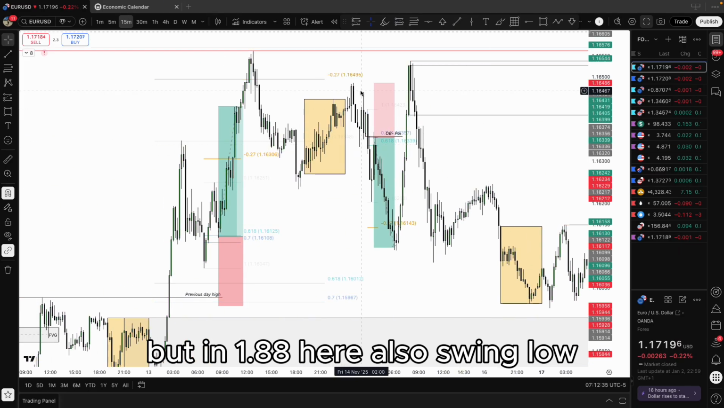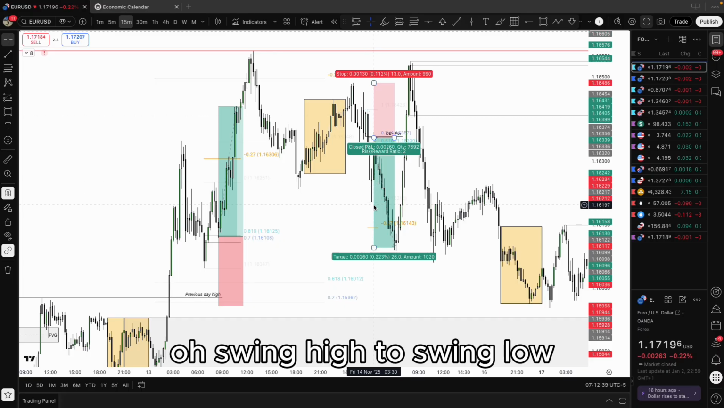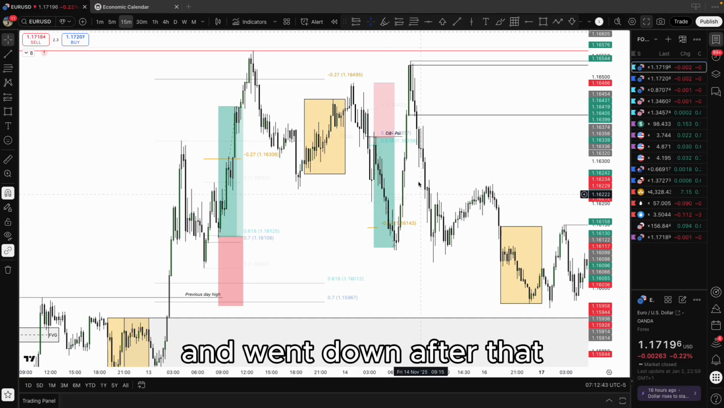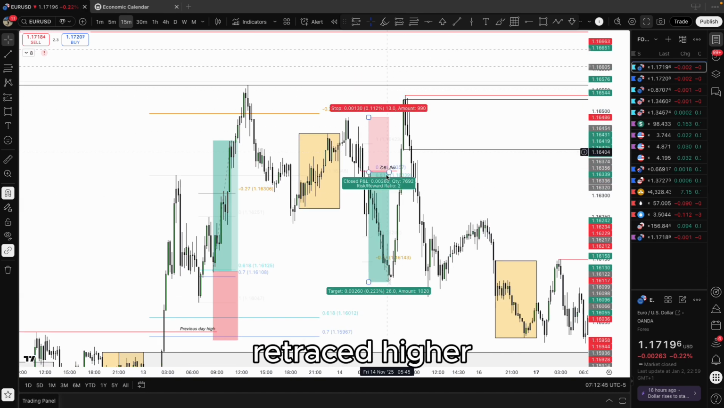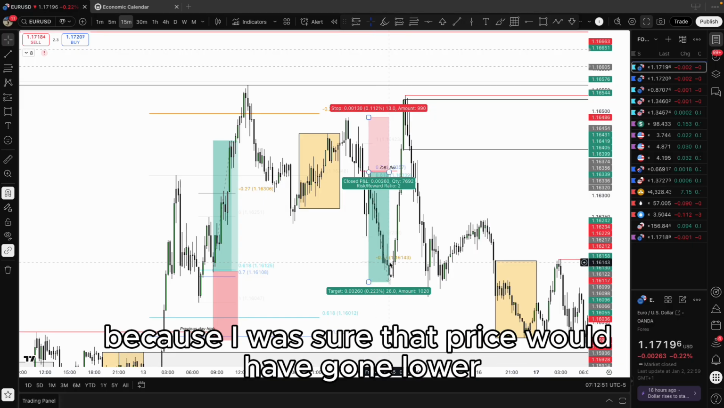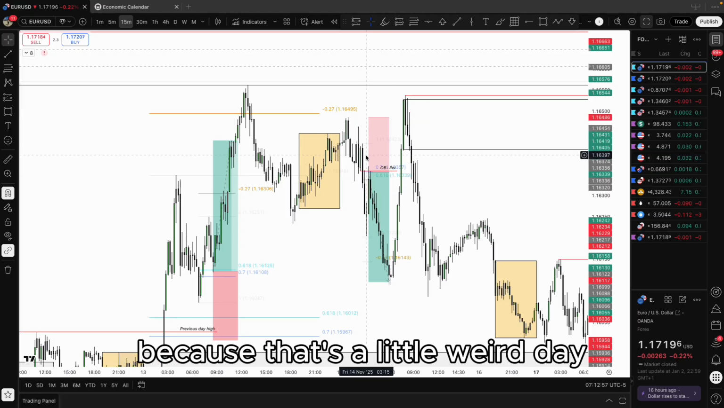Here also, swing high to swing low. Price retraced inside this OT in an order block and went down. After that, it retraced higher, but I targeted a little bit more than the 0.27 because I was sure that price would have gone lower. I also took a little bit more risk because it was a little weird day.